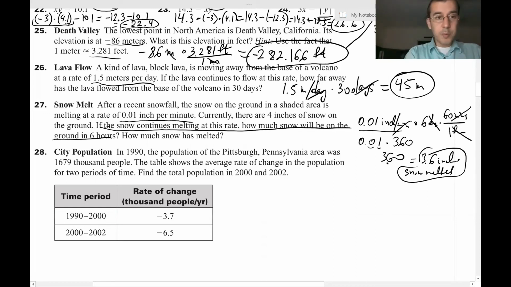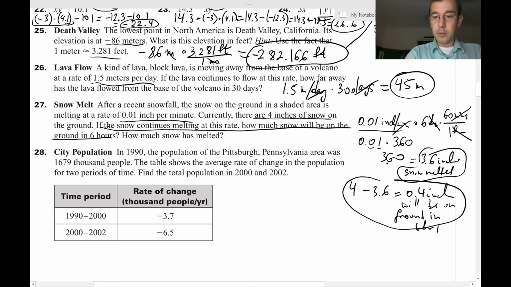How much snow will be on the ground in 6 hours? Well, 3.6 will be melted. We are starting off with 4 inches. So 4 minus 3.6 is 0.4. So how much snow will be on the ground? 0.4 inches will be on the ground in 6 hours. So 0.4 inches is the answer for the first question. How much snow has melted? Well, that's the 3.6 that we already calculated.